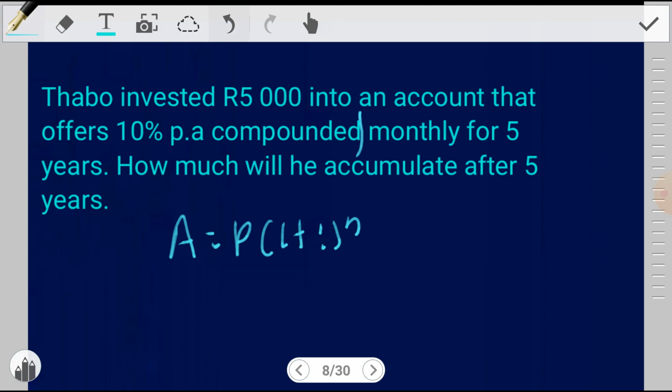So if they say compounded monthly, they're saying 10% per annum, 10% for that year, but compounded monthly, meaning that that 10 is going to be shared into 12 months, right? Because it says 10% per annum, so 10% yearly, compounded monthly. So what the person will be getting every month will be 10 over 12.